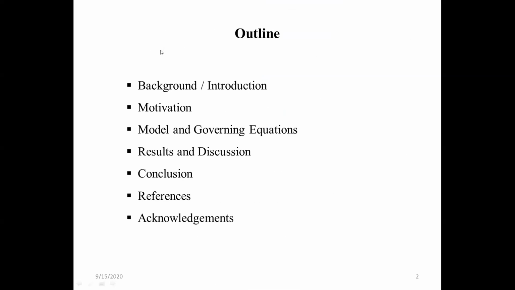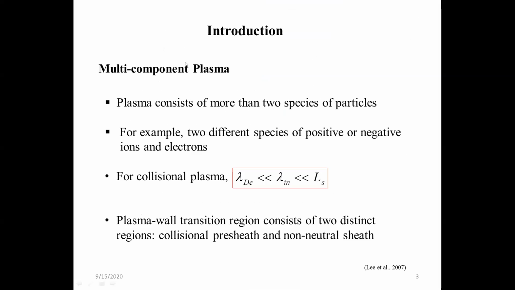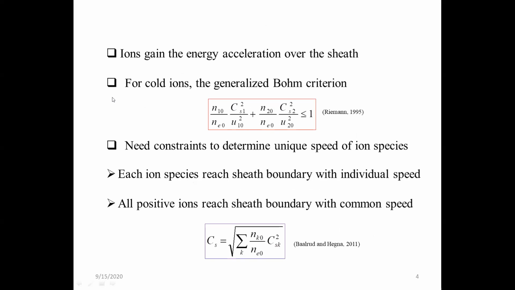This is my outline of the presentation. Basically, multi-component plasma consists of more than two species of positive or sometimes negative ions. For collisional plasma, the condition is that the electron Debye length is smaller than the ion-neutral collision mean free path and very much smaller than the dimension of the system. If there are no collisions, for cold ions, the Bohm sheath condition gets modified for the two ion species plasma. This was given by Riemann in 1995.